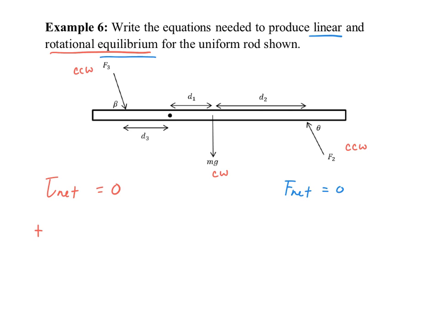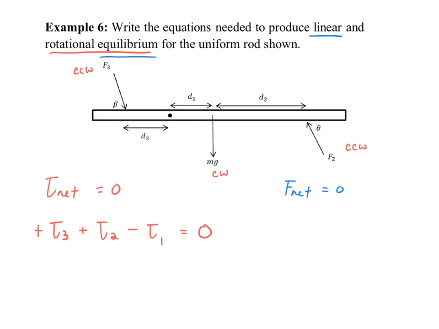So we've got positive for torque 3, positive for torque 2, and then a negative for the torque due to the weight. We'll call that torque 1, and that's going to be equal to 0. So again, they're calling this the torque generated by the weight, torque 1.